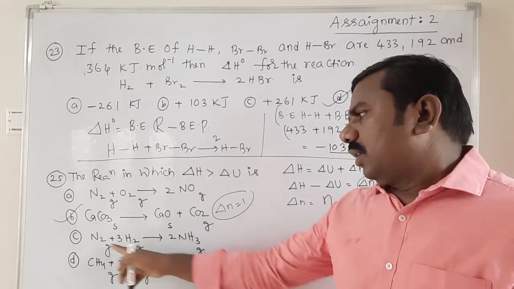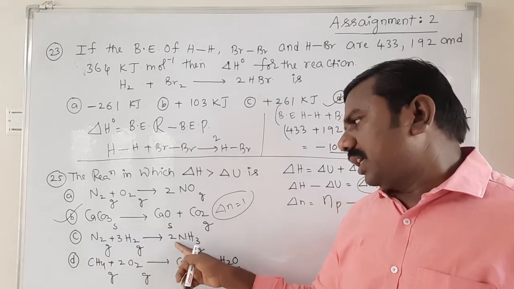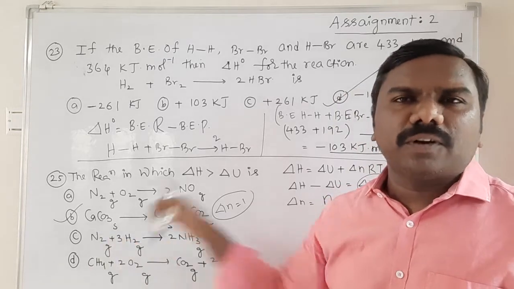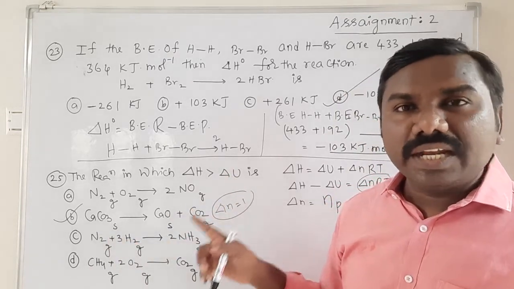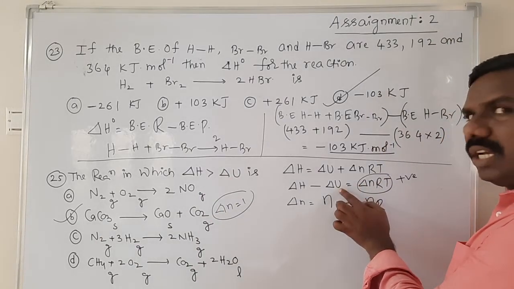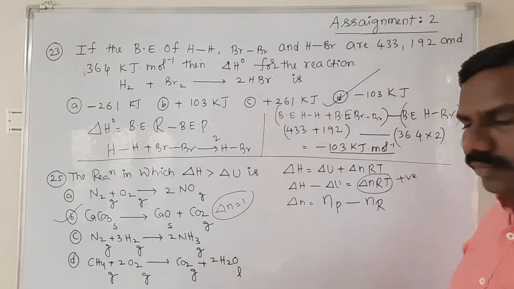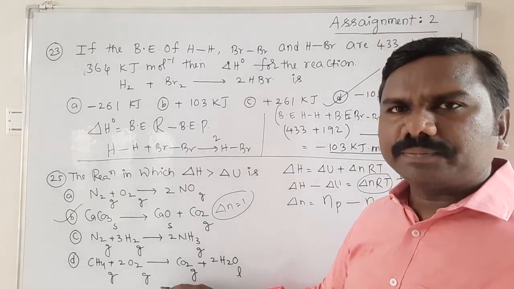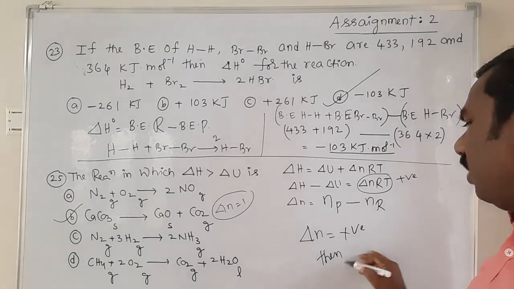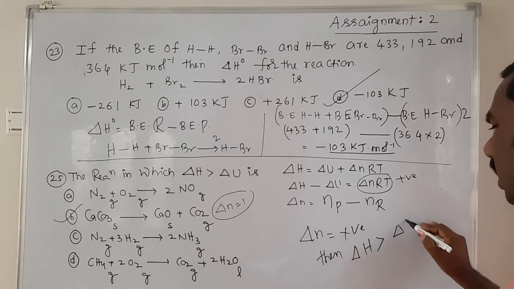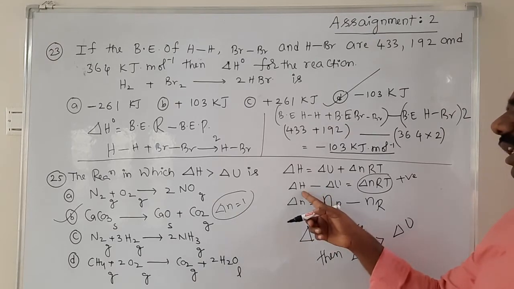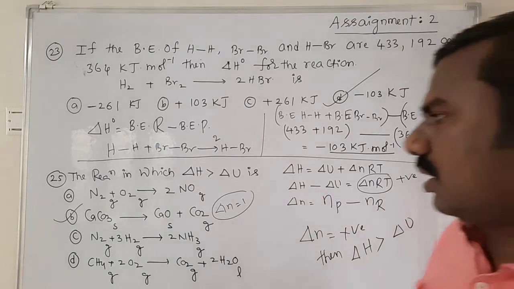Observe, 1 plus 3 gaseous, here 2 gaseous. Products 2 minus 4 reactants, 2 minus 4 is minus 2. Delta n negative. It means this value is negative, in the sense delta U is higher than delta H. And the remaining one you can also consider. Delta n positive, then what is greater than what? Delta H greater than delta U. So delta n is positive in the second option, then only delta H is greater than delta U. So answer is B, correct.